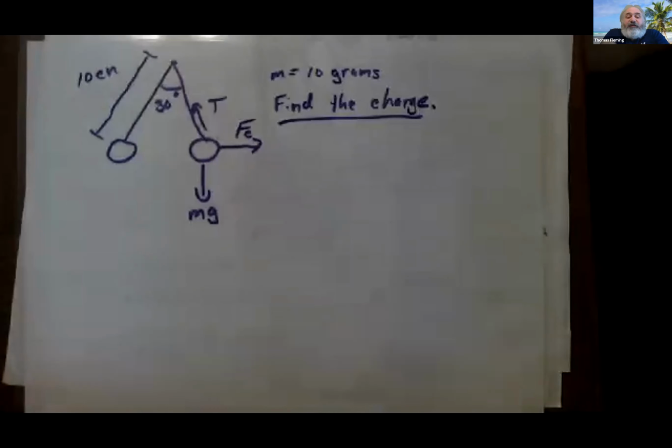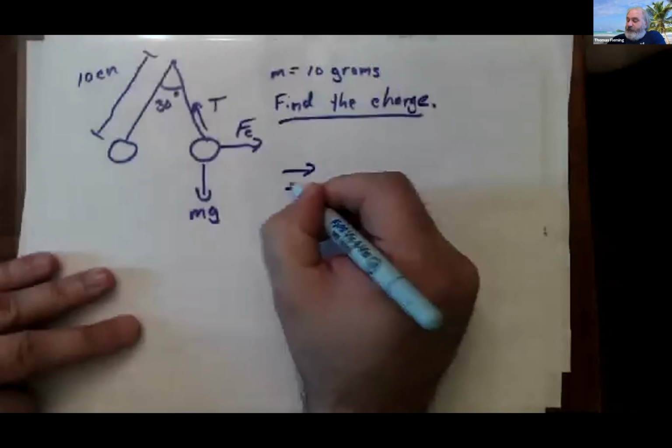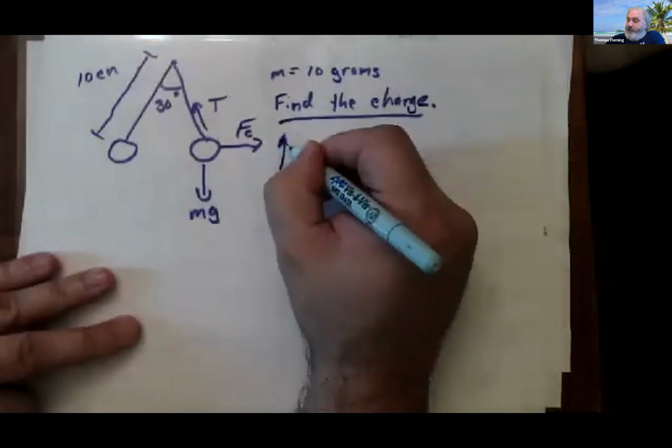All right, the second step of every Newton's law problem is to choose a coordinate system and to break down each of your forces into that coordinate system. So let's just go with a regular boring coordinate system. Let's have x be positive to the right. Let's have y be positive going up.